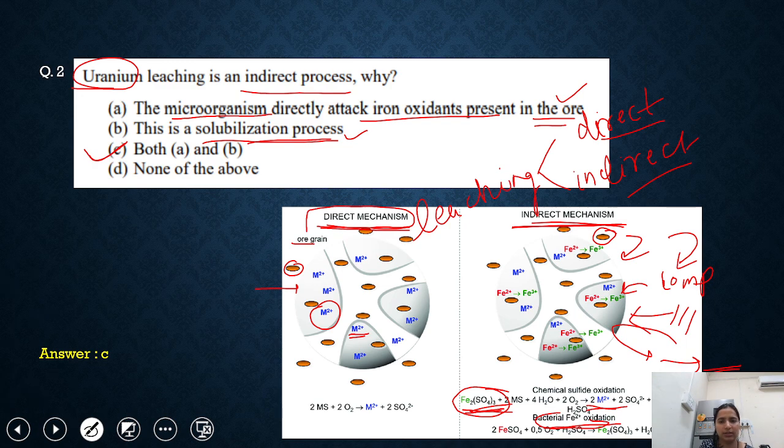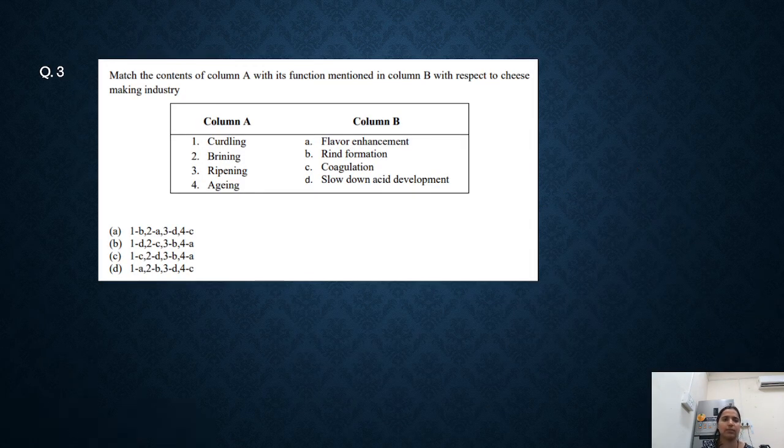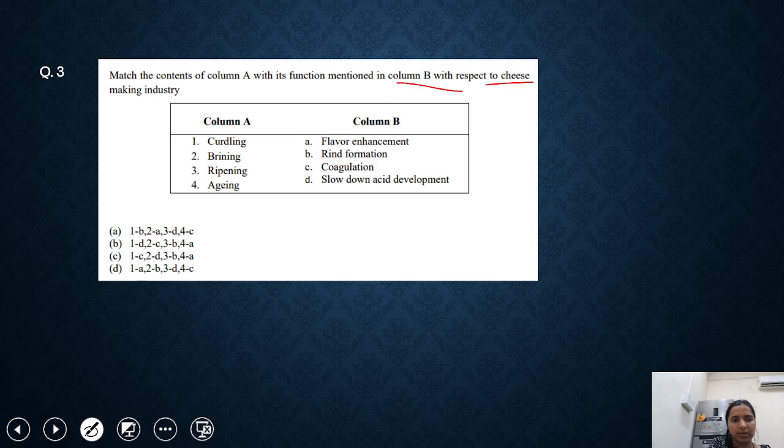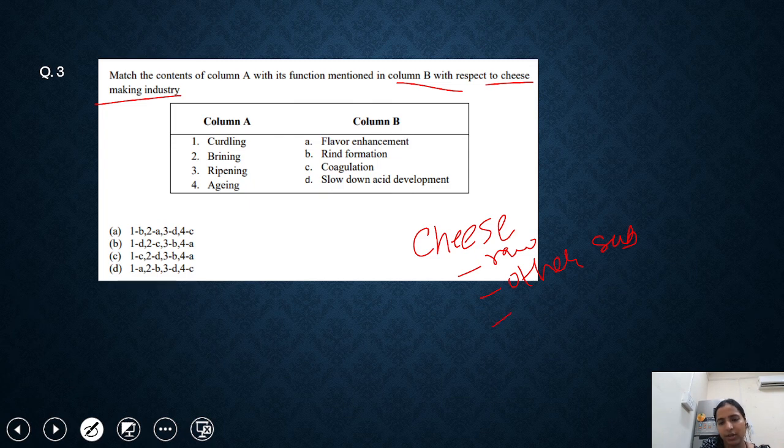Now coming to the next question. What is given here? Match the content of column A with its function mentioned in column B with respect to the cheese making industry. So here we are talking about the cheese making industry. For cheese making, you must know what the raw material is, what other substrates are required, what microorganism is used, and what the process is. So for this production you must know all these things.